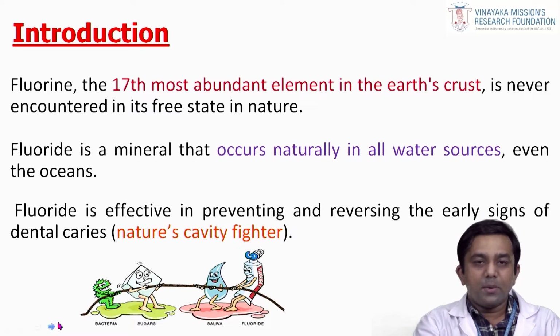Coming to introduction, fluorine is the 17th most abundant material on the earth's crust. So, fluorine is abundantly present throughout the world. It is a mineral that occurs naturally in all the water sources, mainly the oceans and rivers, all of which have some amount of fluoride content in the water.